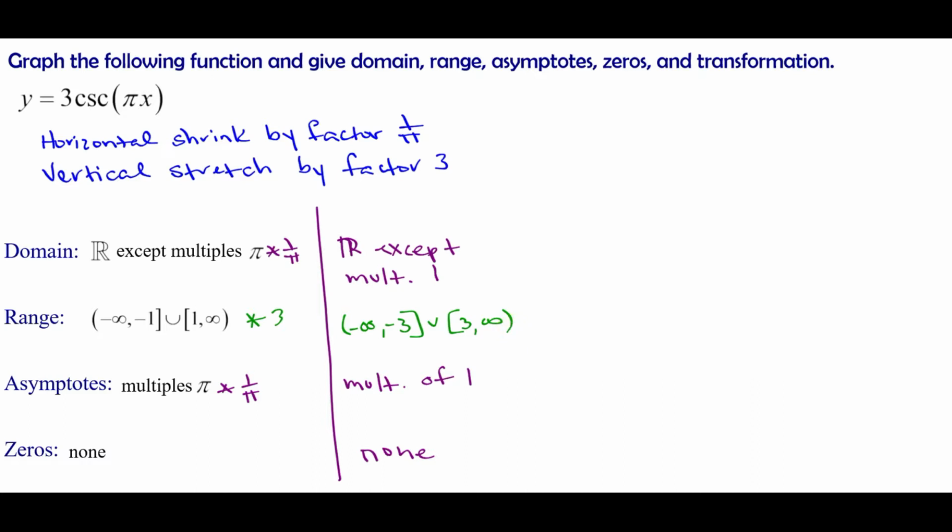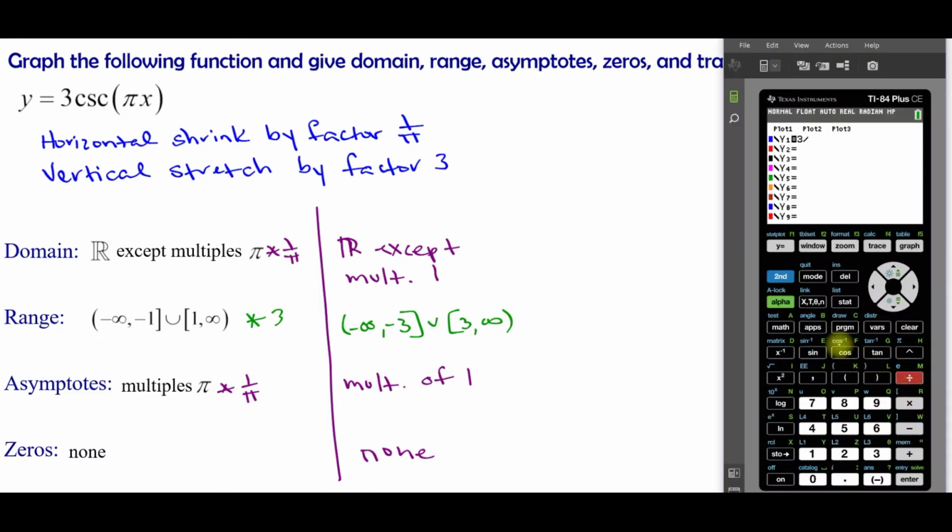Again, if we use our calculator, so this one will be 3 divided by sine of pi times x. So taking a look at my graph, remember we think that our exceptions in our domain and our asymptotes are happening at multiples of 1. So I'm going to try that. I'm going to do second trace value at x equals 1, we get y equals nothing. At x equals 2, we get y equals nothing. At x equals -1, we get y equals nothing.